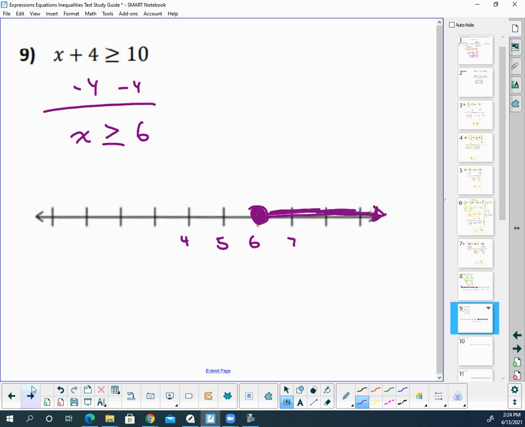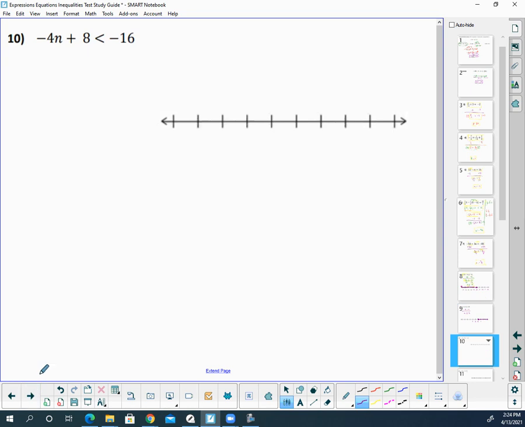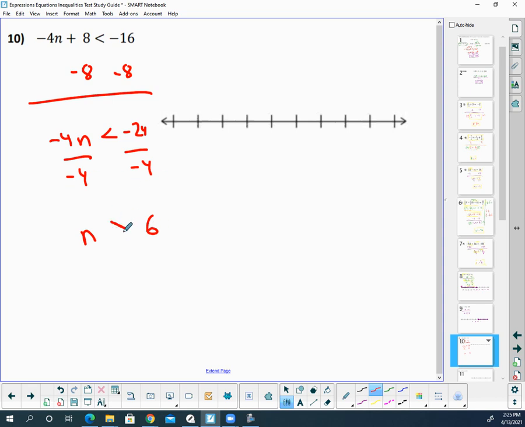Moving on, number 10. Negative 4n plus 8 is less than negative 16. Okay. I'm going to subtract 8 from both sides. That gives me negative 4n. That's a zero pair. Is less than negative 24. Negative 16 and negative 8 is negative 24. I'm going to divide both sides by negative 4. And I get n, and I get negative 24 divided by negative 4 is positive 6. And because I divided both sides by a negative, the direction of the inequality changes, so it becomes greater than.